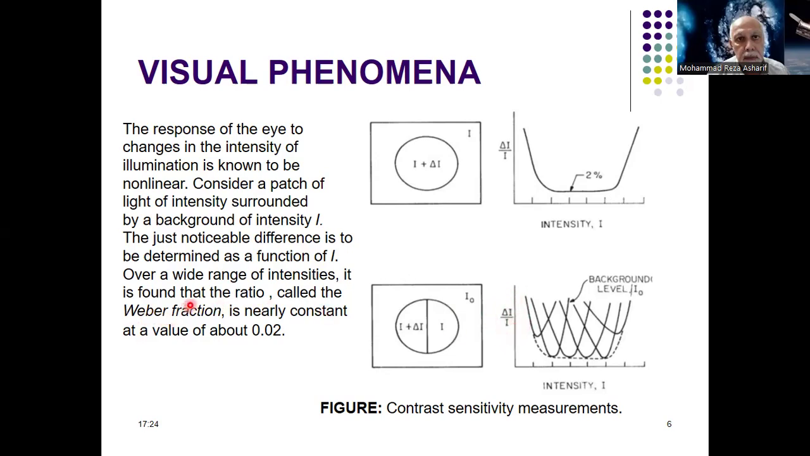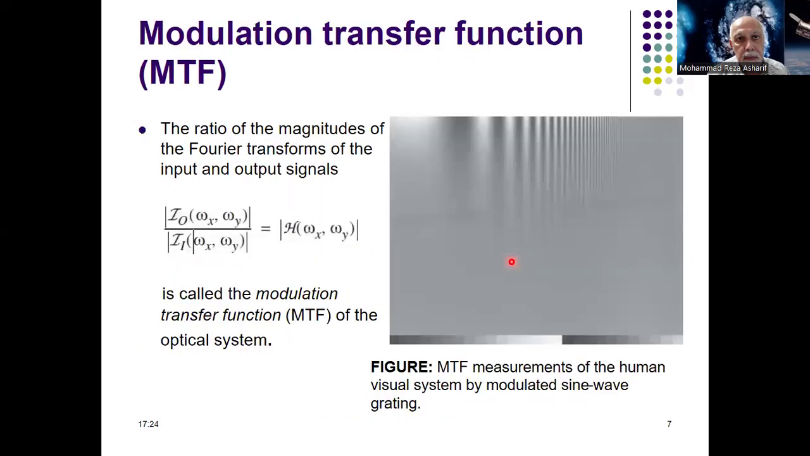Weber fraction is near constant, which equals 0.022%. So for different ones, you can see that this is the sensitivity of the eye, the Weber fraction or Weber ratio. Also, we define MTF here.